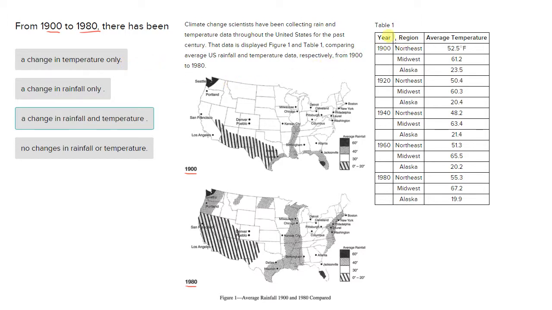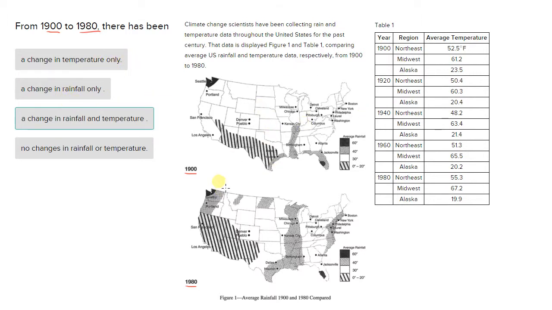If we look at table 1, we can see that there is indeed a change in temperature from 1900 to 1980. For example, the Northeast has a temperature of 52.5 degrees Fahrenheit in 1900 and 55.3 in 1980. The Midwest also changes from 61.2 to 67.2, and Alaska changes from 23.5 to 19.9. So we can verify that the temperature does change. However, we have to make sure that the temperature changes only. This answer choice suggests that the rainfall does not change.